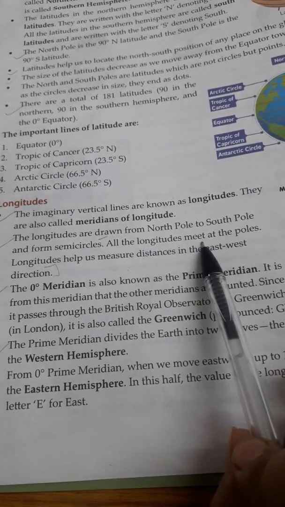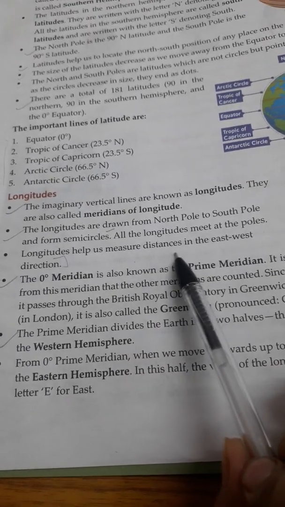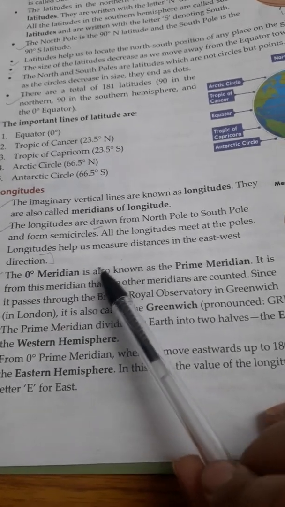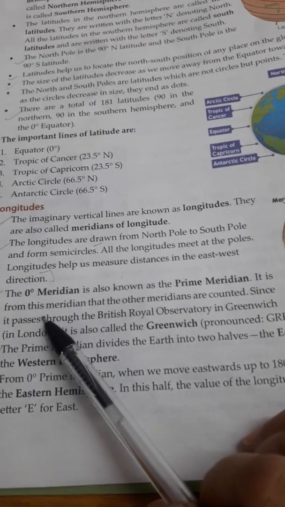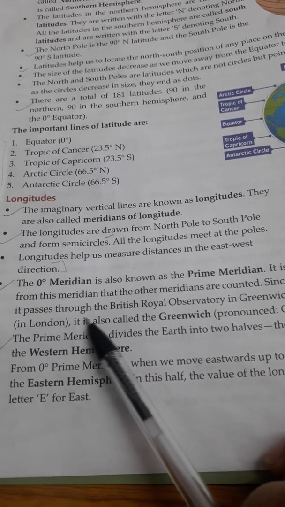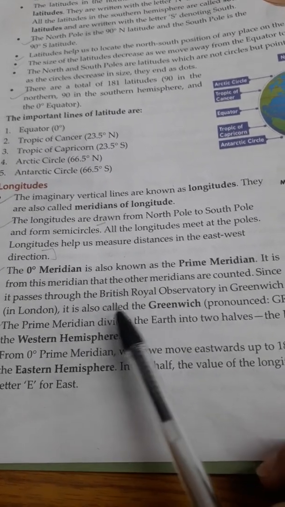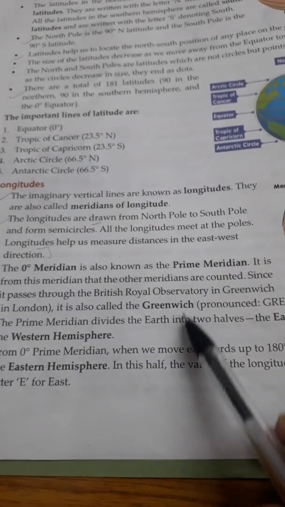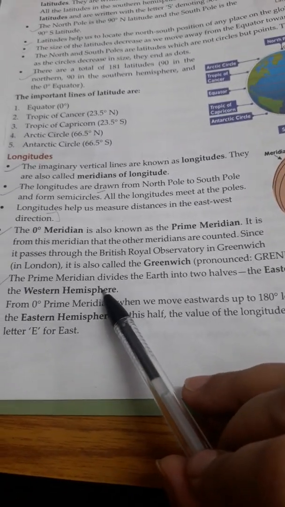All the longitudes meet at the pole. Longitudes help us to measure distances in the east-west direction. The 0° meridian is also known as the prime meridian. It is from this meridian that the other meridians are counted, since it passes through the British Royal Observatory in Greenwich in London, and it is also called Greenwich. The prime meridian divides the earth into two halves, the eastern hemisphere and the western hemisphere.